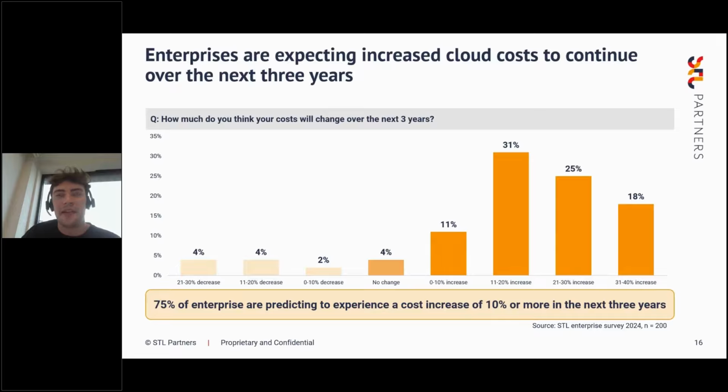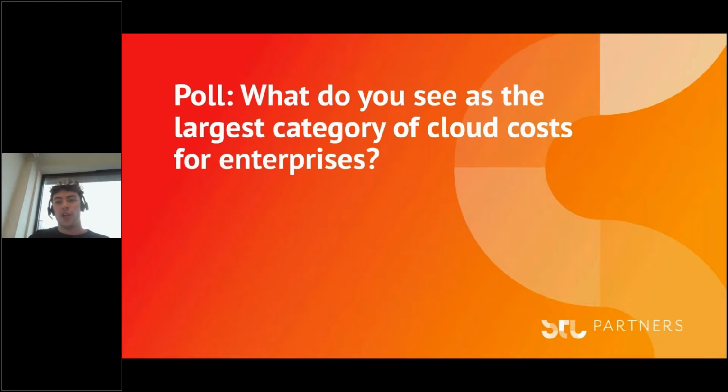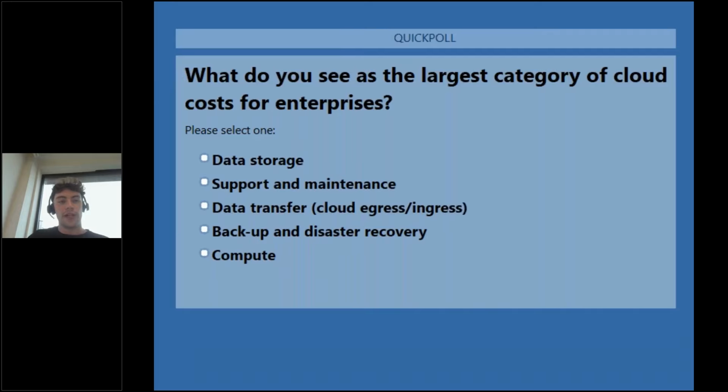So now it's time to hear from you, our audience. We'd love to hear what you believe are the largest category of cloud costs for enterprises from the following options. So we've got data storage, support and maintenance, data transfers or cloud egress and cloud ingress, backup and disaster recovery, and finally compute. Just to restate them: data storage, support and maintenance, data transfer, backup and disaster recovery, and compute.